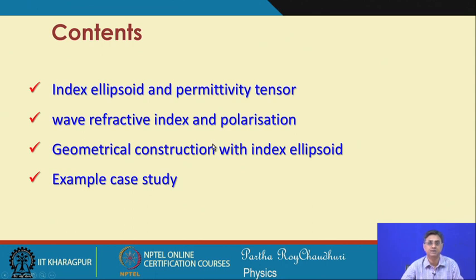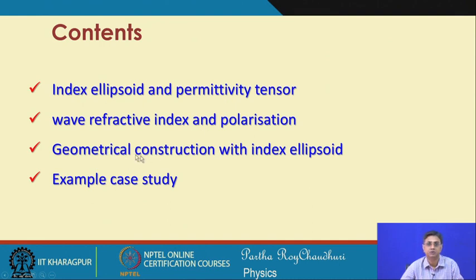But this approach was starting with the Maxwell's equation, we wrote the eigenvalue equation, and from there we look for the non-trivial solutions of the determinant equation. But there is another interesting geometrical approach which we will discuss now on, that is the method of using index ellipsoid, and from there in this context we will discuss the permittivity tensor. Wave refractive index and polarization, these two properties we will again determine from the index ellipsoid geometry.